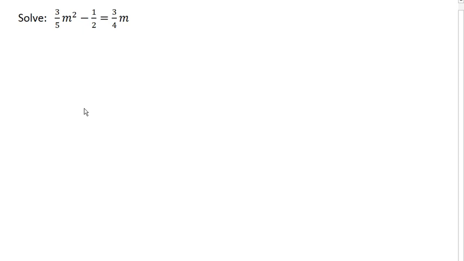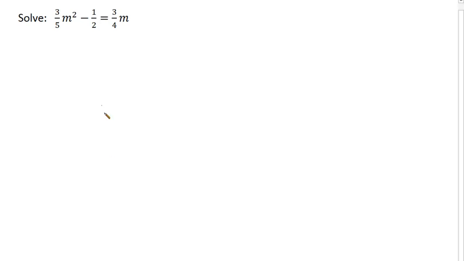Solve 3/5 m squared minus 1/2 is equal to 3/4 m. I see that we have a quadratic equation in terms of m here, since I see the term with the m squared and the term with m.